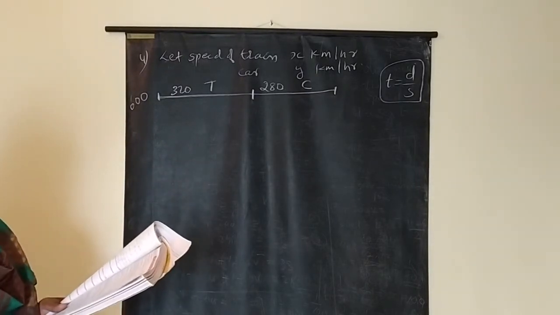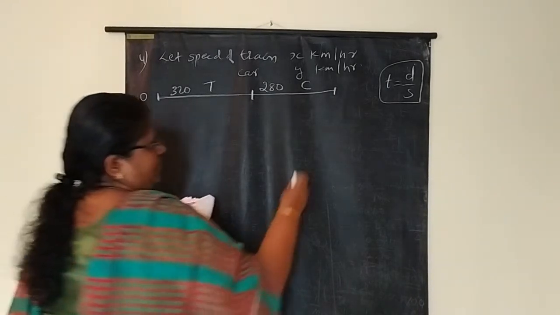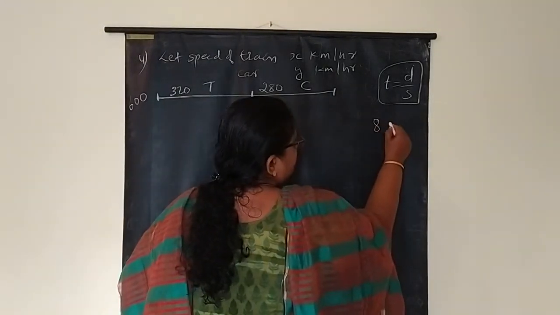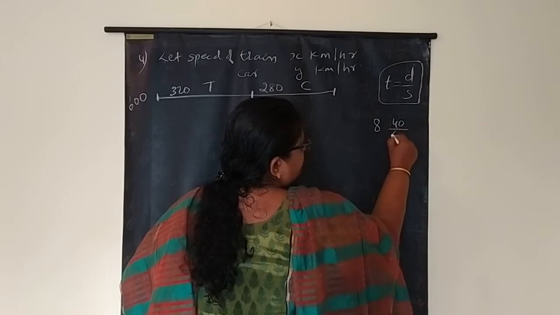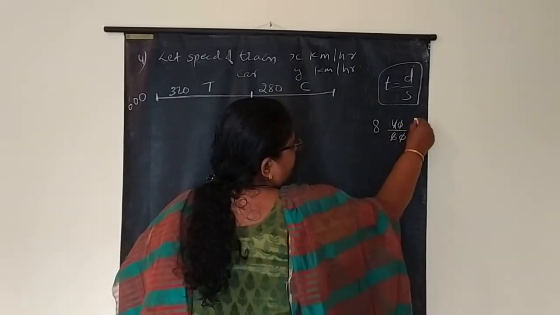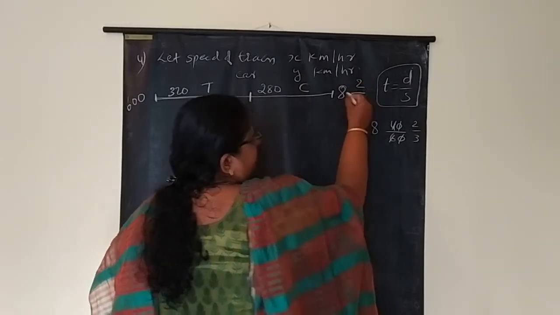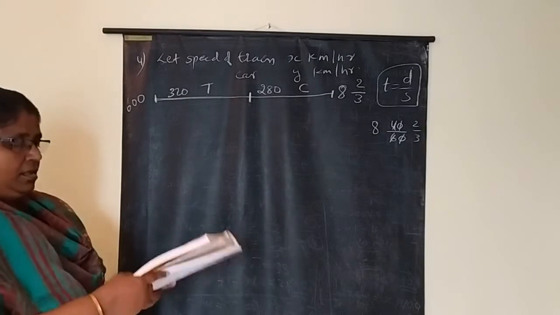Understood? It takes 8 hours 40 minutes. So 8 hours 40 minutes means 40 by 60. 0, 0 cut. This one cut. 2 by 3. So time is 8 and 2 by 3.